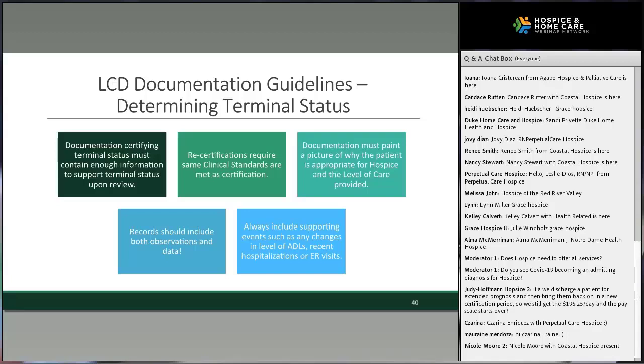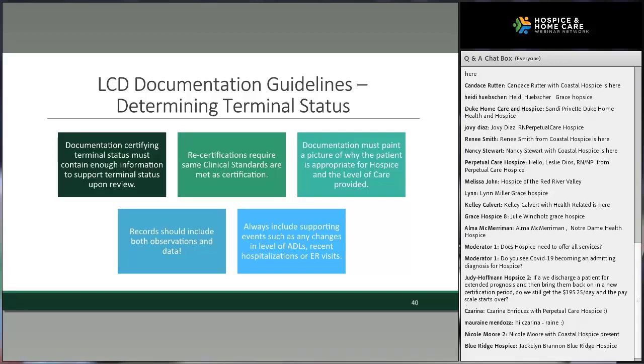It's a good area for your QA to take a look at with your hospice staff. So LCD documentation guidelines in determining terminal status: the documentation certifying terminal status must contain enough information to support terminal status upon review. So it just can't be a sentence. Like I said, build the story.